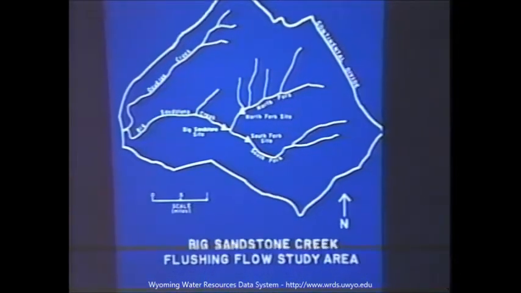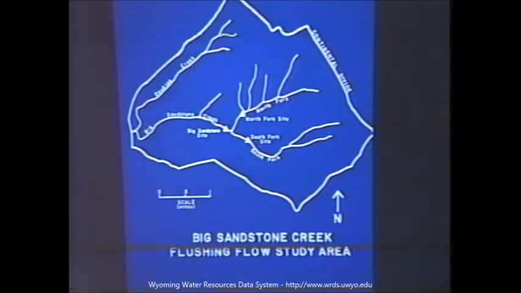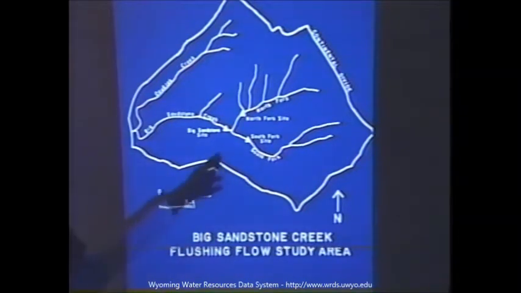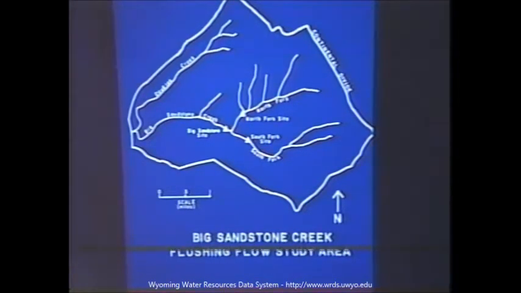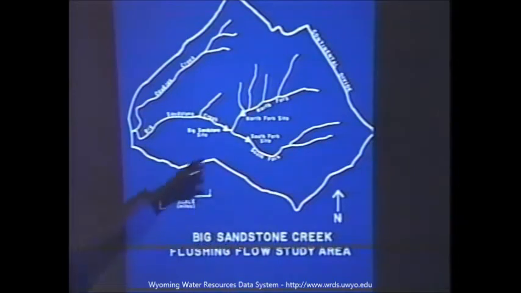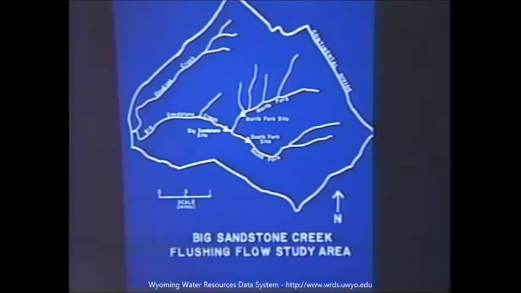This map shows the upper Big Sandstone Creek watersheds, the small triangles located here, here, and here denote where our three study areas were located. We had three study reaches, one located on the North Fork of Big Sandstone and one located on the South Fork of Big Sandstone. These two were located at proposed diversion points, as near as we could locate them in the field. We added then a third study site down below the confluence of the two to take a closer look at potential impacts or what's going on down below the proposed diversion site. So we had three study sites, the North Fork, the South Fork, and then Big Sandstone Creek proper.